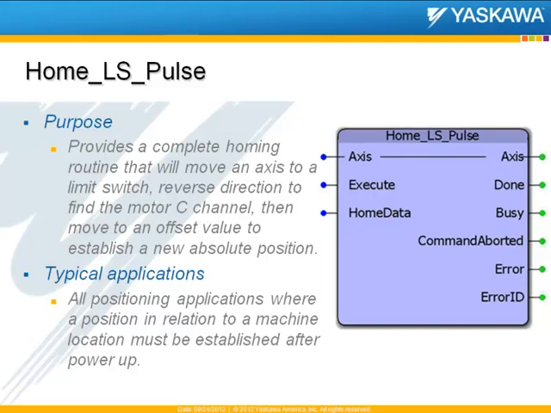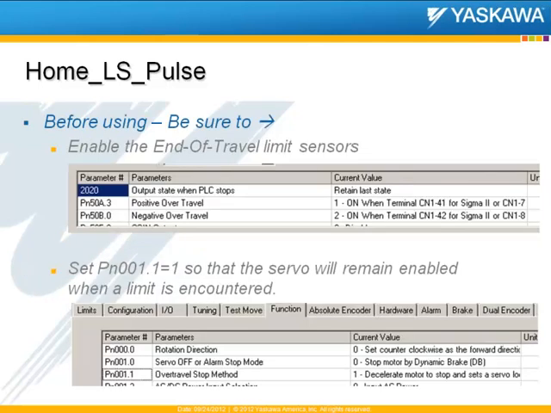So before using this function block, be sure to first enable your end of travel limit sensors. And then second, it's highly recommended you set parameter 1.1 equal to 1. It will default to 0, which means that when you hit an end of travel limit, the axis will disable itself in that direction. That's not really desirable for this type of application, so if you plan to use limits, we recommend that you set it to 1, which is to decelerate the motor to a stop and set a servo lock condition. Basically, that means just keep it enabled.